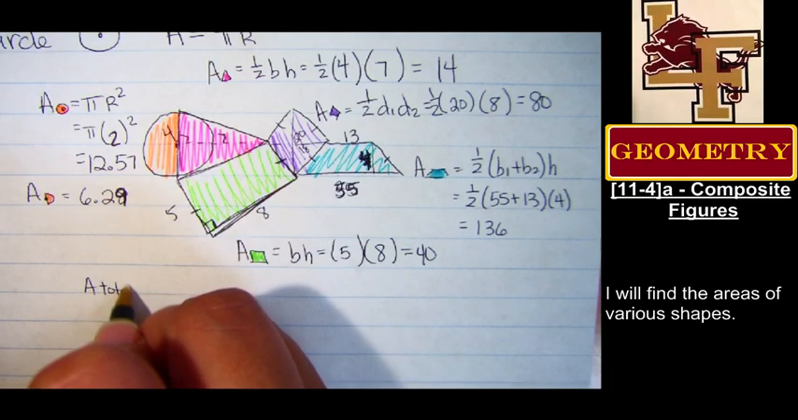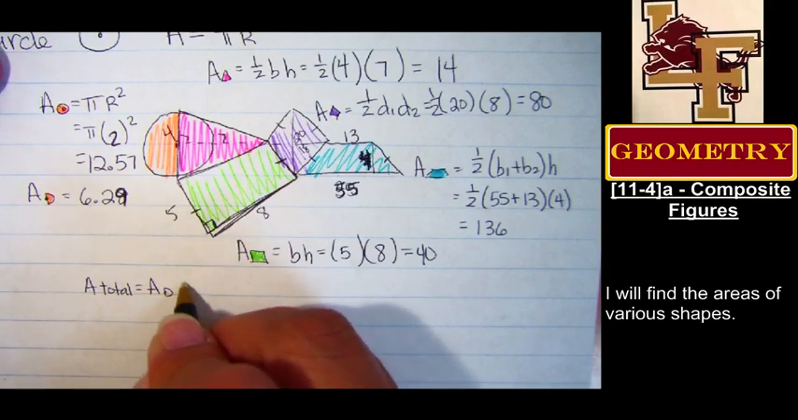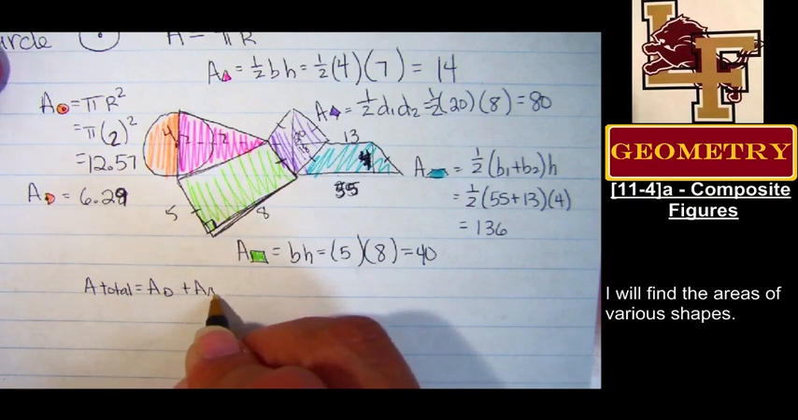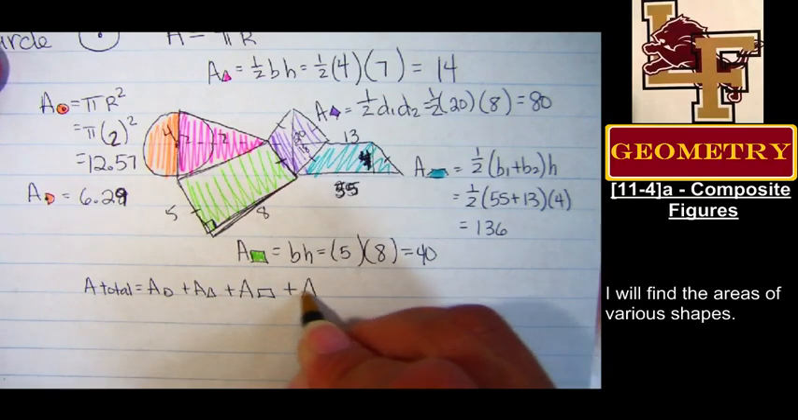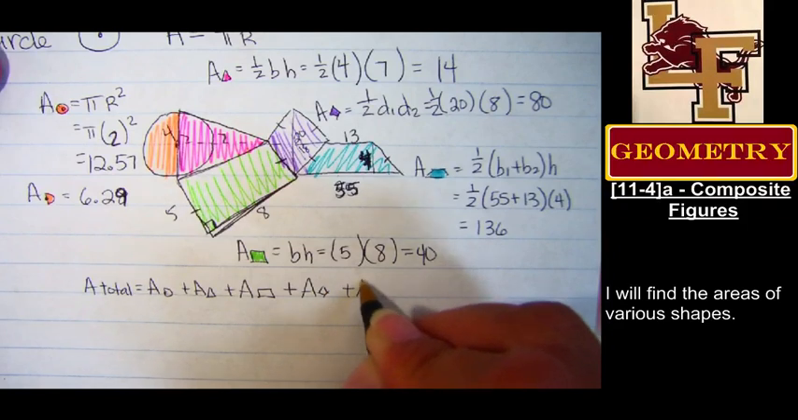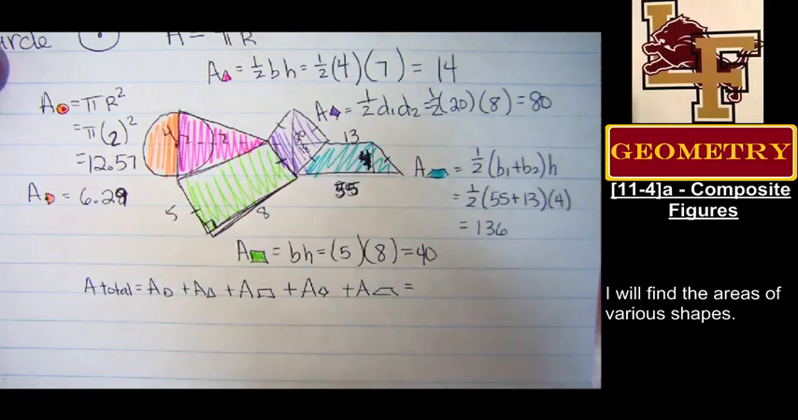I'm going to write this all out while you calculate. Area of the total is the area of that half circle plus the area of the triangle plus the area of the rectangle plus the area of the rhombus plus the area of the trapezoid. Of course, it can be in any order. When you have a number, shout it out.